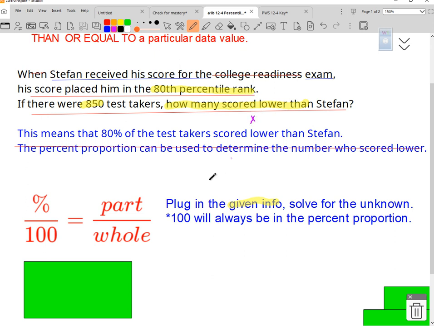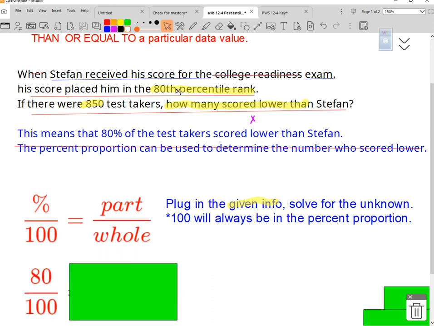Does that make sense? So what we know is Stefan was in the 80th percentile rank on this test. I mean, he was in the top 20th percentile. That means 80% of the people did worse than him, right? We can take that 80 and plug in for the percent. Even though it's not a percent symbol, normally when you use this formula, you actually had a percent sign. If we have the percentile rank, then we can plug in a number there. If we don't have the percentile rank, that may be where our variable goes.